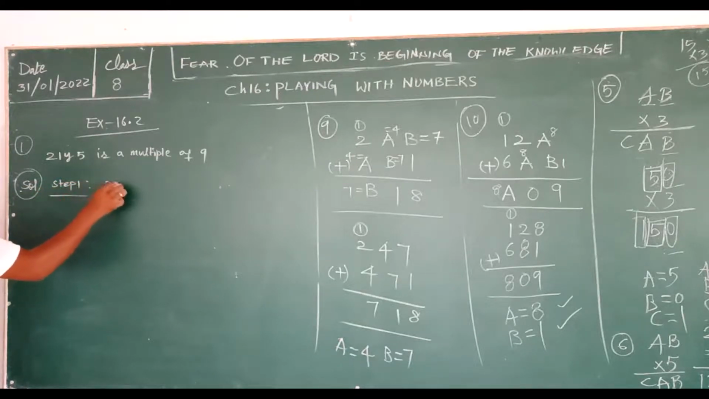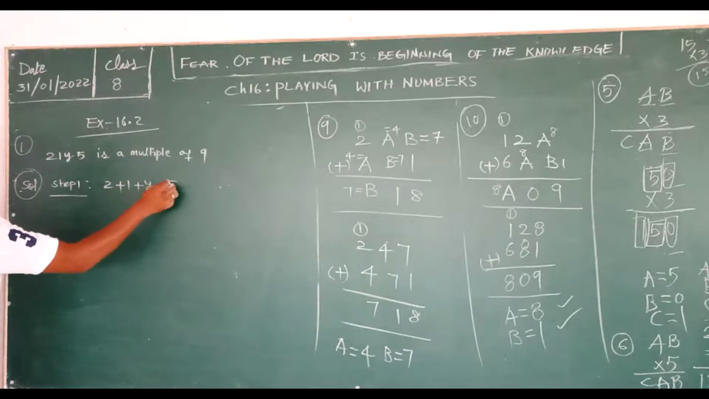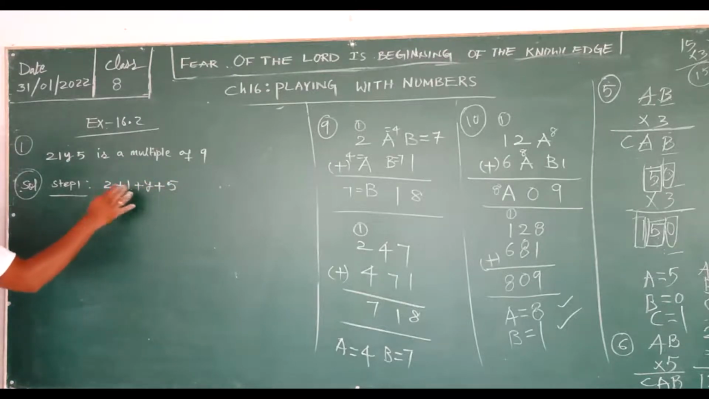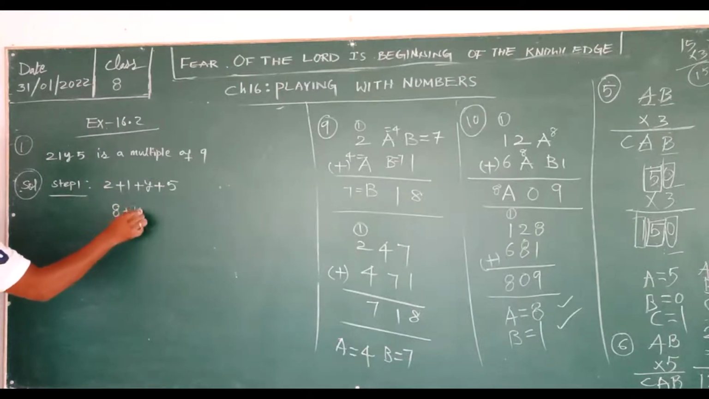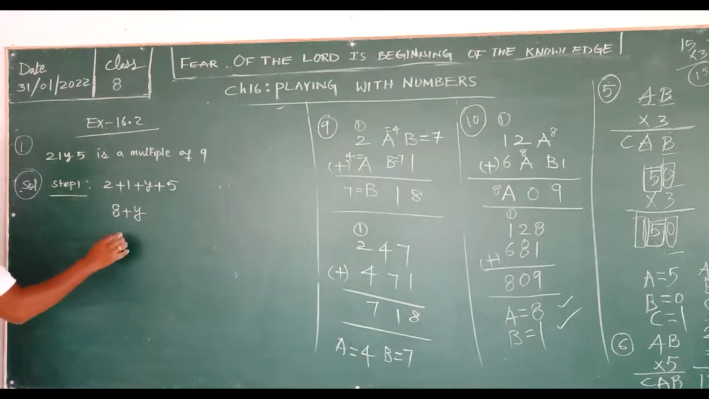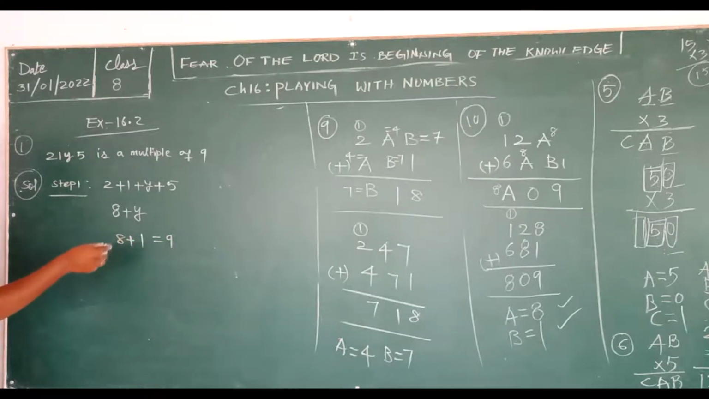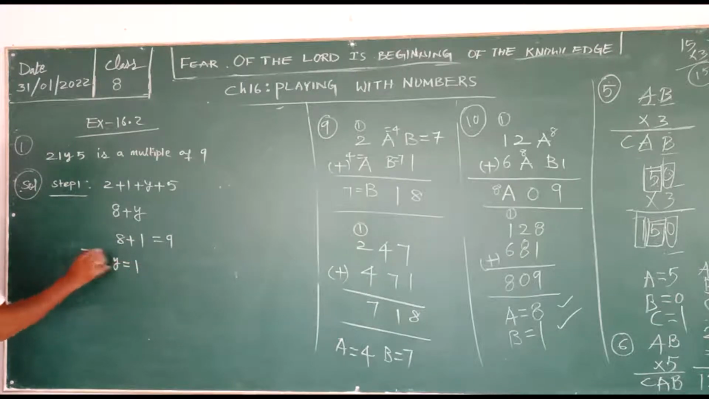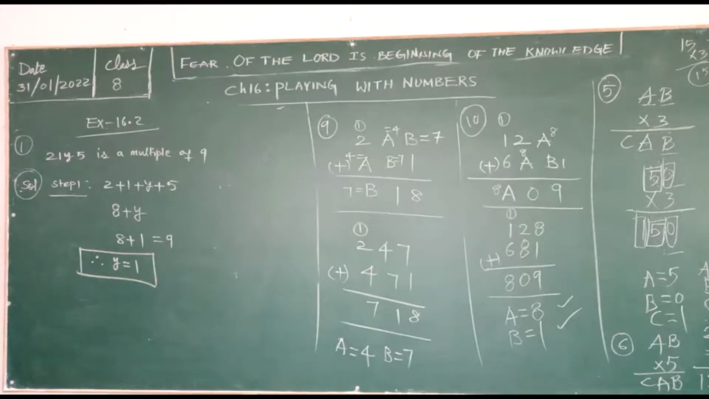Step 1 is 2 plus 1 plus y plus 5. So what do you get? 5 plus 2, 7, 7 plus 1, 8. So 8 plus y. How much do I need to add to get 9? Only 1. So 8 plus 1 is equal to 9. Then it is divisible by 9. Therefore y is equal to 1. Finished, your answer. Very good. Whoever gave 1 as the answer, give them a clap. Yes, 3 and 9 are both the same.